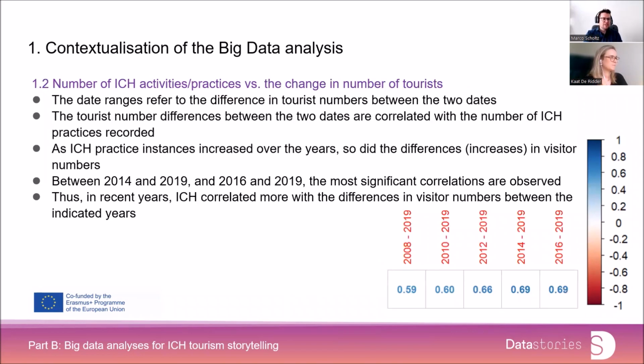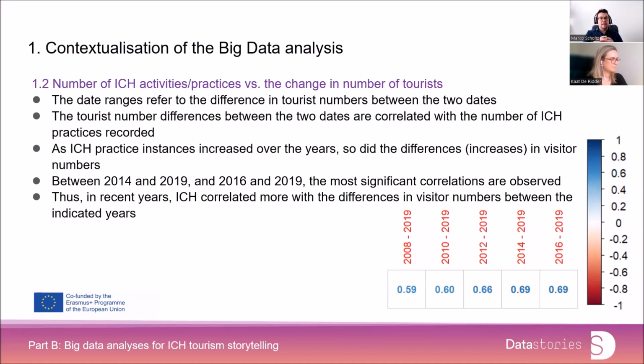Next slide. The second one that we looked at was the number of ICH activities or practices versus the change in number of tourists. So when you look at the table below, you'll see we looked at the change between 2008 and 2019, then 2010 and 2019, all the way up to 2016 and 2019. And you can see in the more recent years, between 2014 and 2019 and 2016 and 2019, there was a correlation of 0.69 for both years.